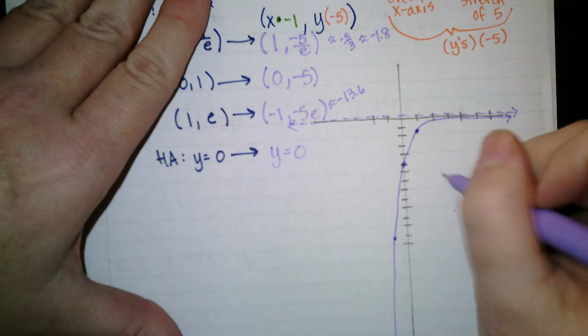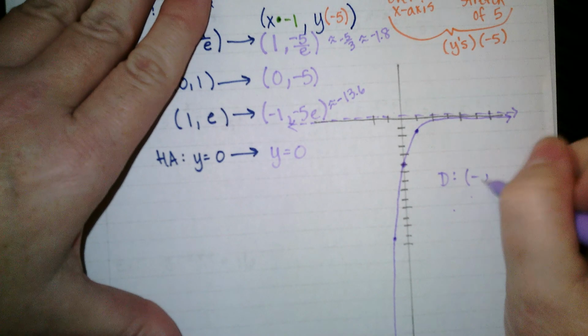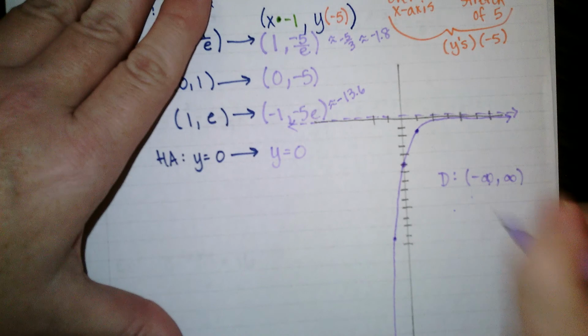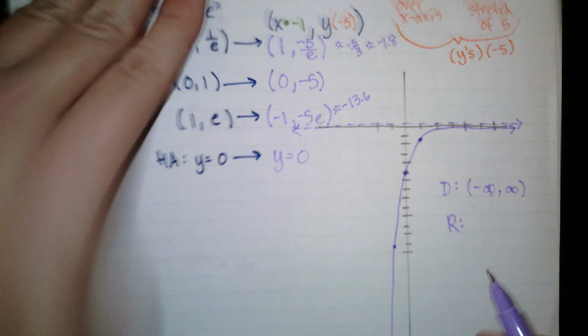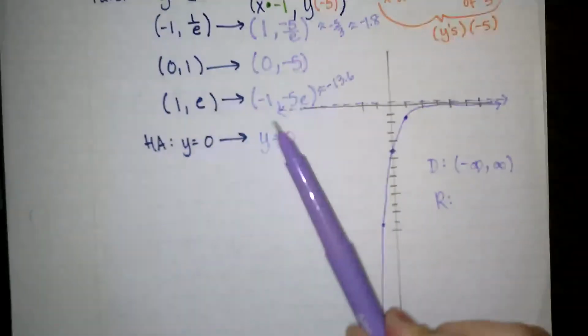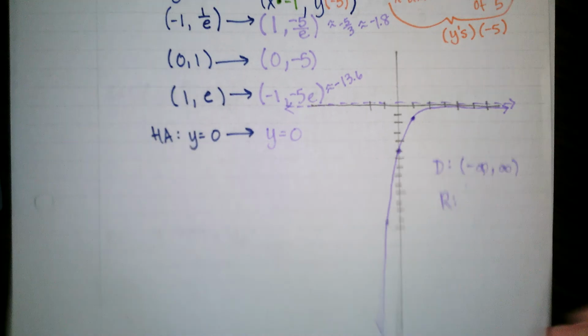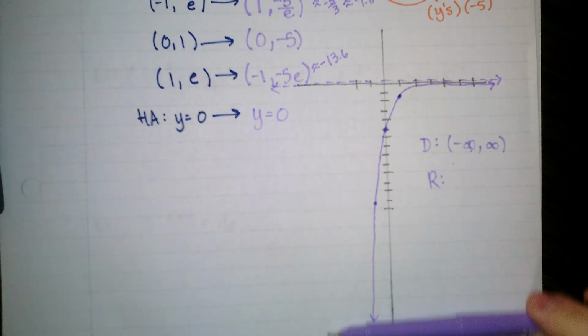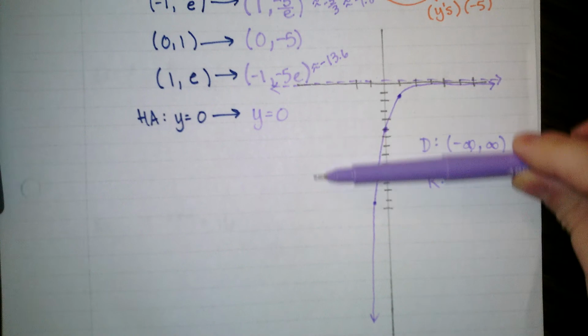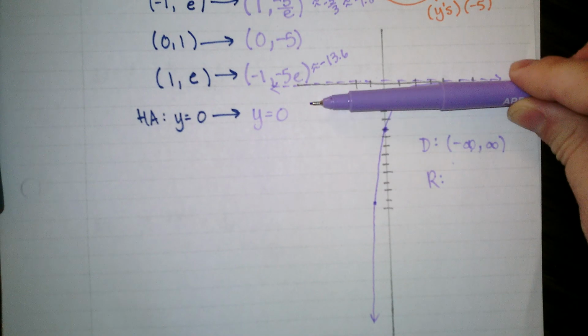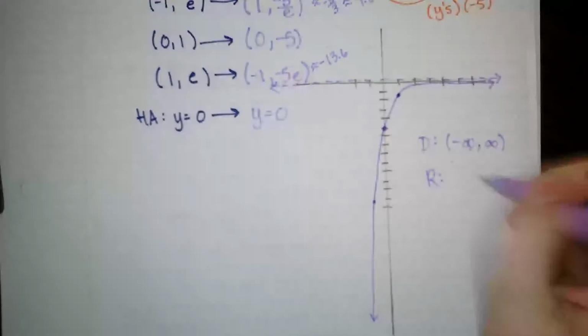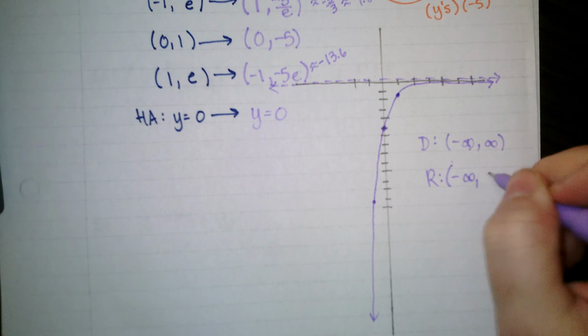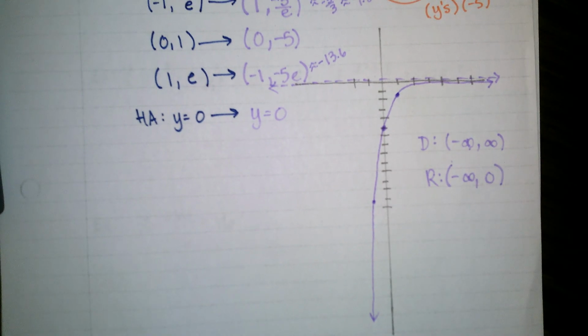Domain for this function, as all exponential functions, negative infinity to infinity. And the range, remember, is always related to the asymptote on these functions. But this one goes from negative infinity up to 0, but does not include 0. So this range will be negative infinity to 0 with a parenthesis.